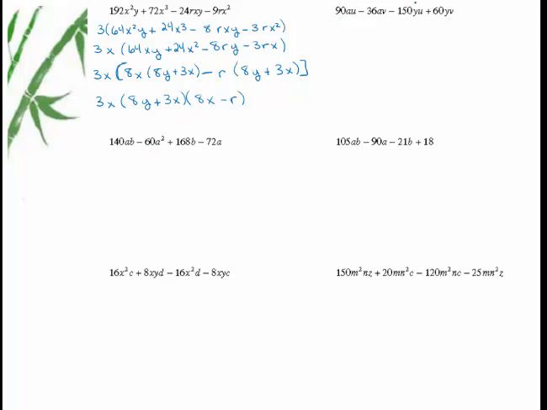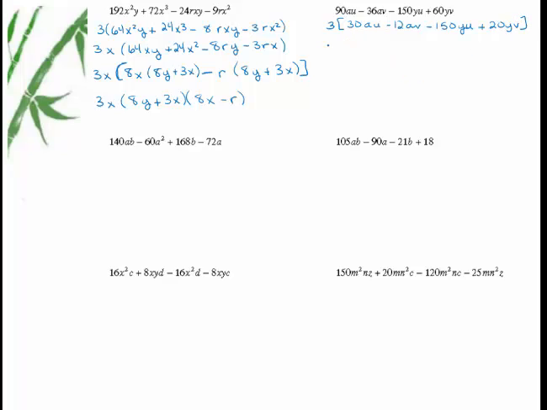Okay, looking at our next example, I have a 90, a 36, a 150, and a 60. I have A's, but not through all of them. So I have nothing else that I can pull out of everything. So I'm going to bring out that 3. And I'm left with 30AU minus 12AV minus 150YU plus 20YV.